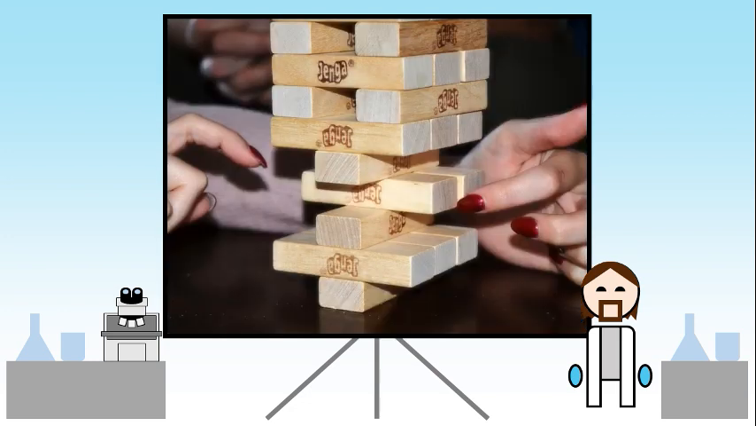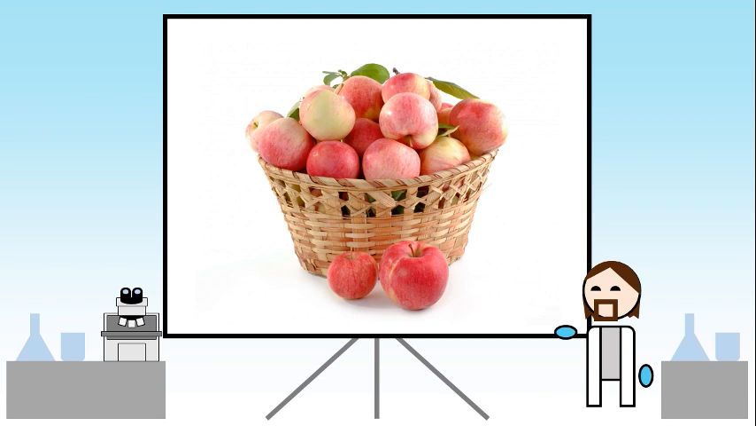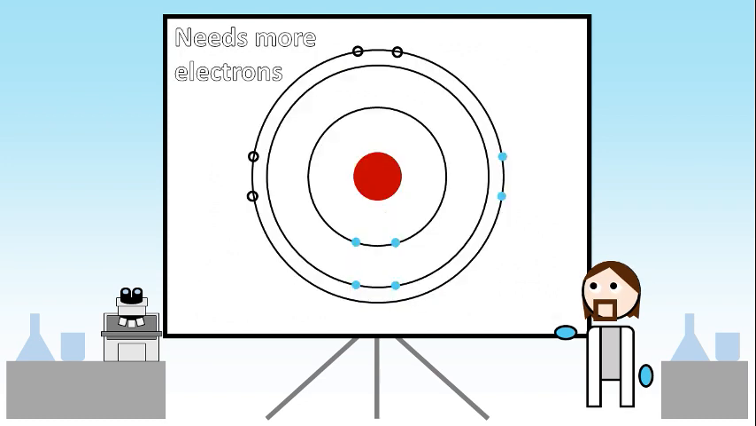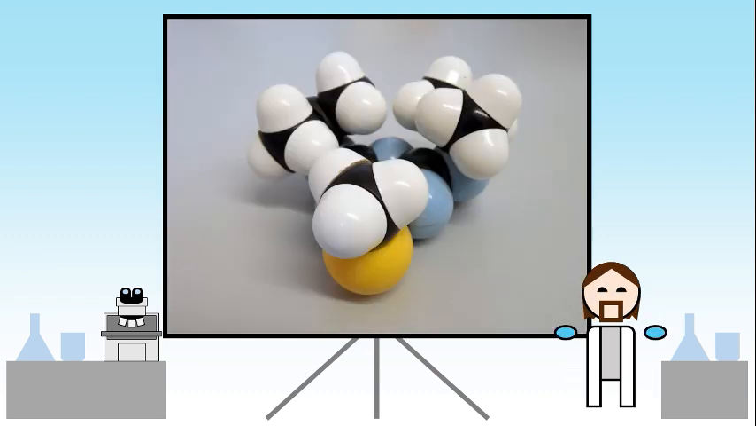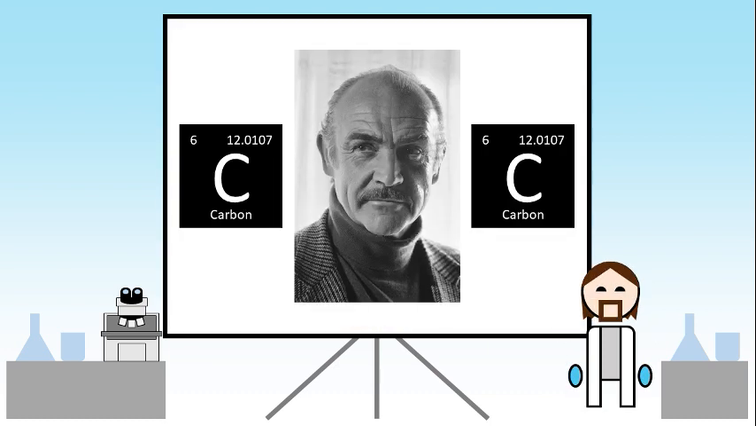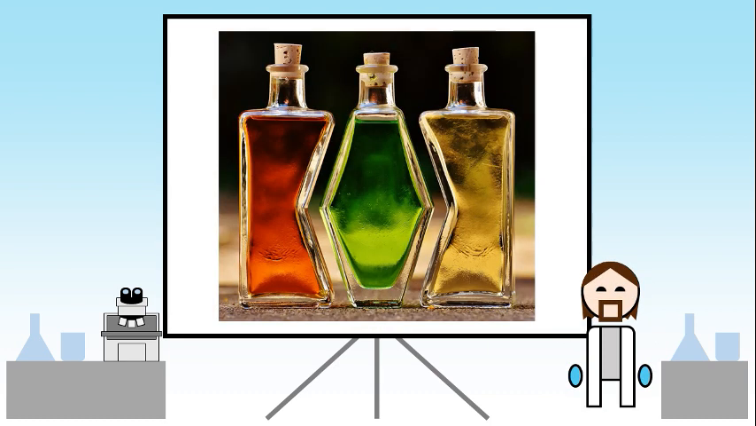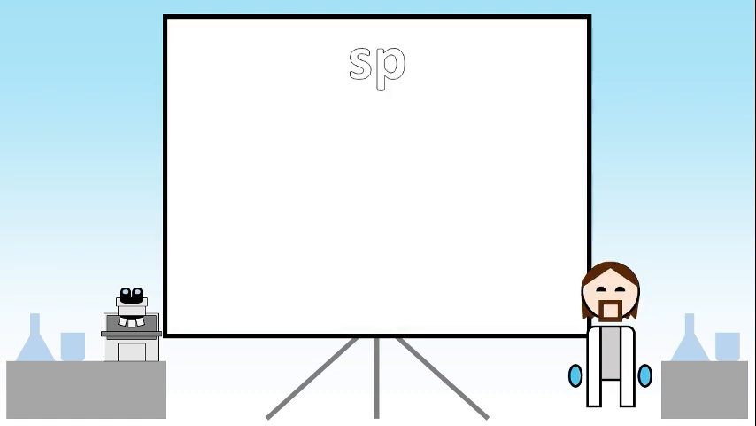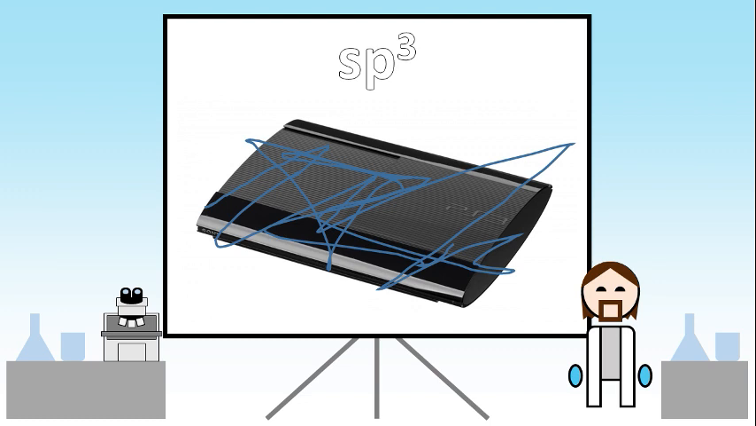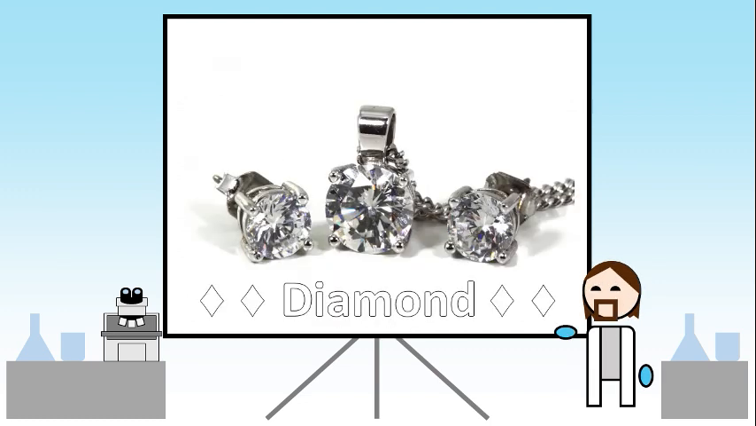Now, atoms are most stable when the orbits are full. For carbon, this means each atom has to share electrons with 4 more atoms to be the most stable. In other words, carbon atoms can form 4 bonds when assembling into molecules. Bonding between carbon atoms can take one of 3 different forms, each of which leads to a material with radically different properties. sp3 bonding, as it's called, gives rise to the structure we all know as diamond.